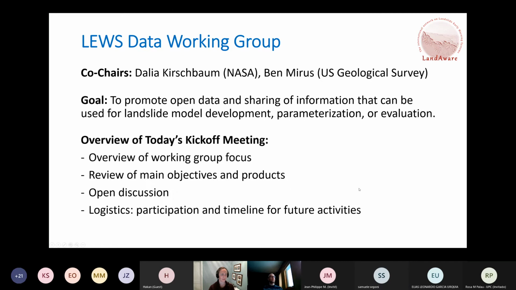Just as an overview of today, Dahlia sent around an agenda, but just to be even more brief, we're going to give an overview of the working group focus, review some of the main objectives and products that we'd like to develop, and have a little bit of open discussion and talk about some of the logistics for our future activities, since this is a kickoff.